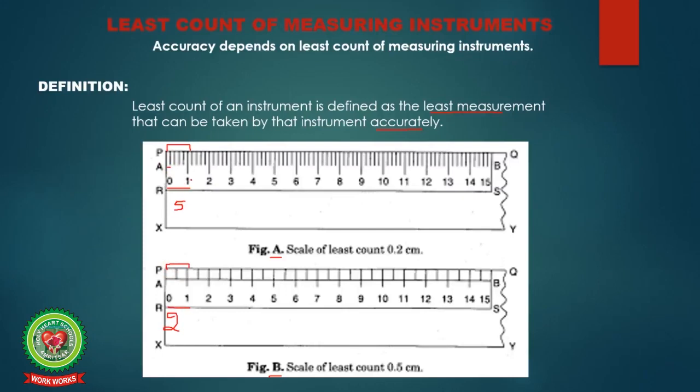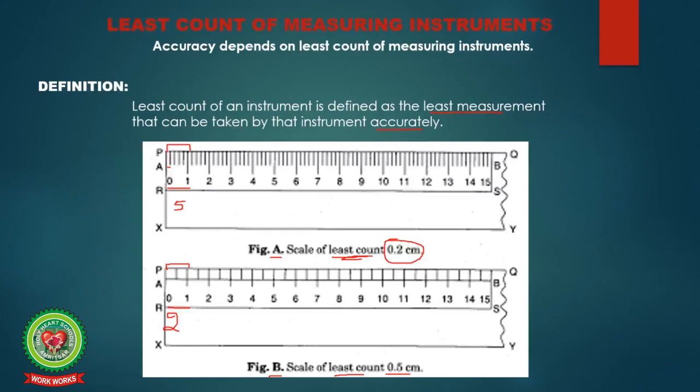So what is the minimum value of this first division? Simply I will divide 1 by 5 and the answer will be 0.2 centimeter, which is called its least count. On the other hand, to find the least count here, I will divide 1 by 2 and I get the result 0.5 centimeter, which is the least count of scale B. Now you can assume that the lesser the least count, the more the accuracy.